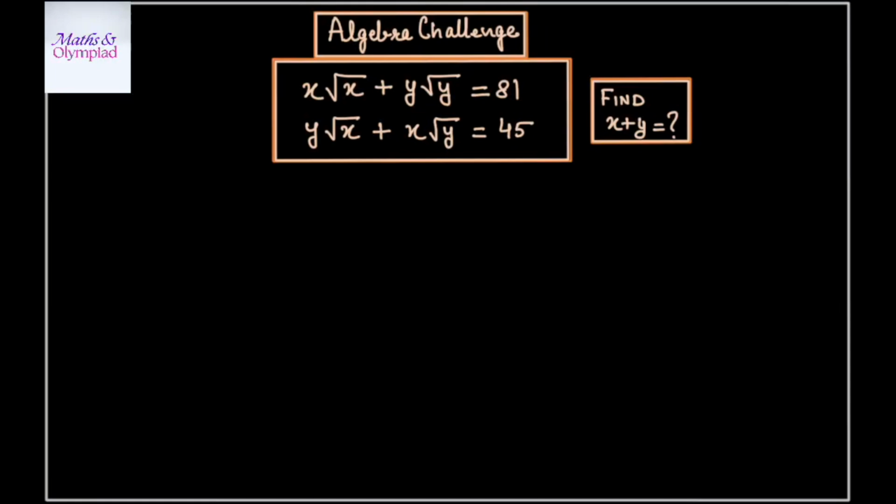In this video we have a very nice algebra challenge from Maths Olympiad. We have a system of equations which says x times square root of x plus y times square root of y equals 81, and y times square root of x plus x times square root of y equals 45. We have to find the value of x plus y.